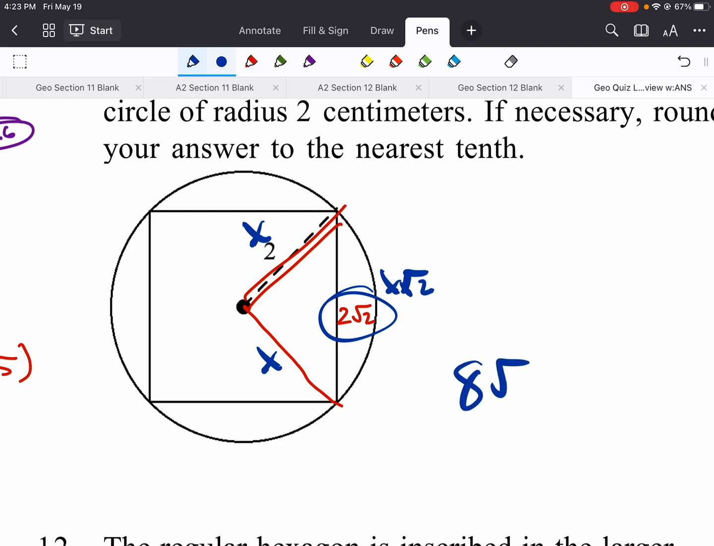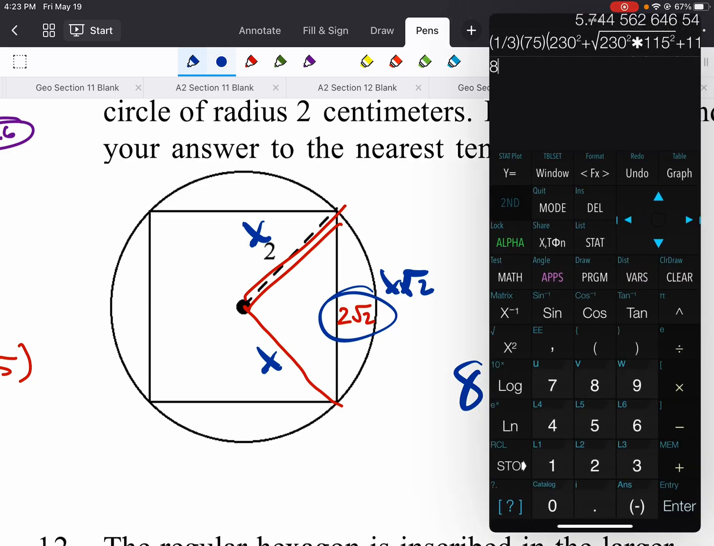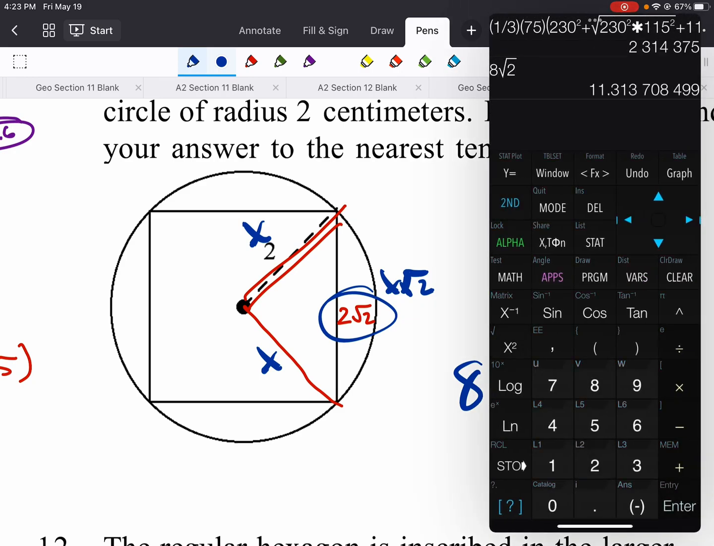So this would be 8 rad 2, and 8 rad 2, I guess, do they want it in decimal? Let's find out what 8 rad 2 is. 11.3.